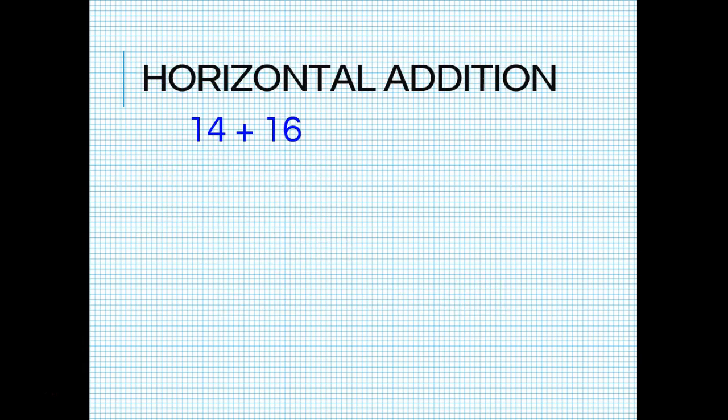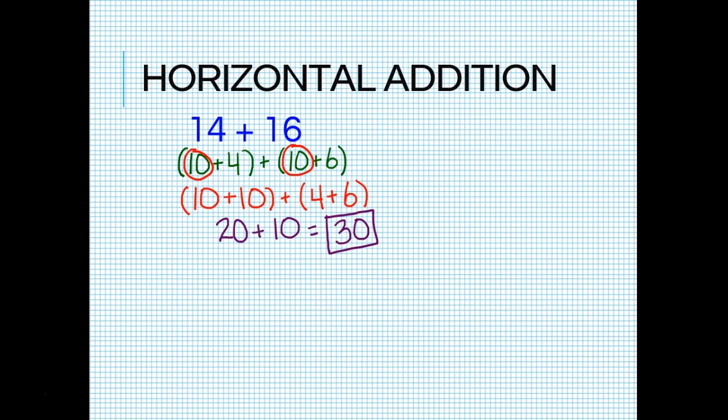Now let's look at another one, 14 plus 16. First, we need to decompose our addends. 14 becomes 10 plus 4, and 16 becomes 10 plus 6. Now I'll gather my tens and try to make more tens. 10 plus 10 equals 20, and I am very neatly left with 4 plus 6, which equals 10 exactly. So 20 plus 10 equals 30. That was pretty easy, wasn't it?